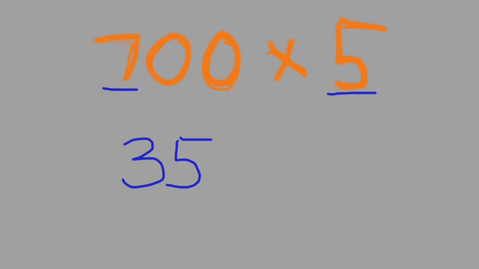After that, I'm going to count up all of the zeros in my factors. I count 1, 2 zeros. So that means I need to also have 2 zeros in my answer, in my product. So my product is 3,500.